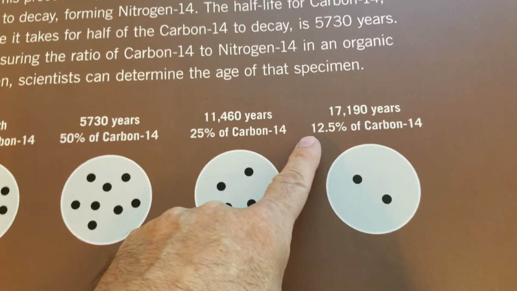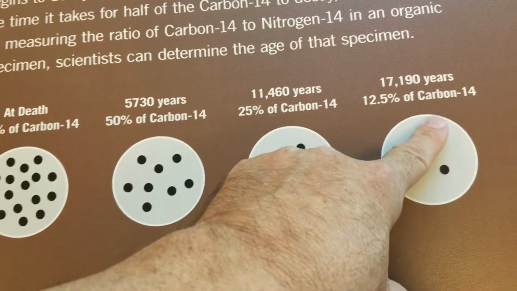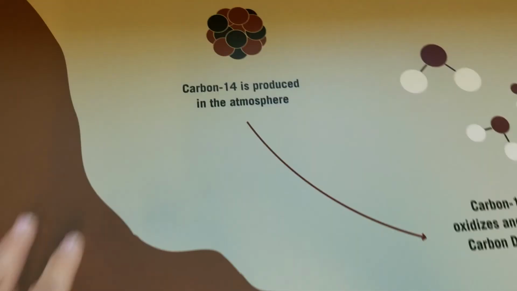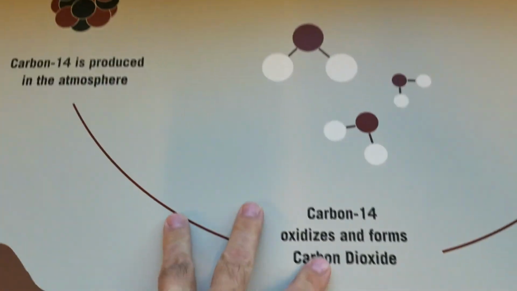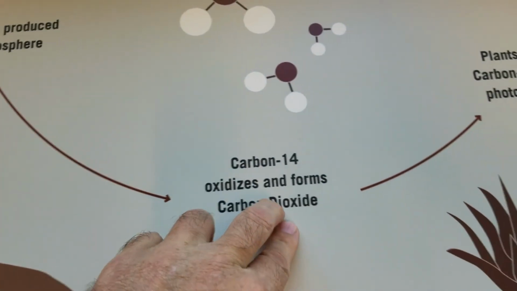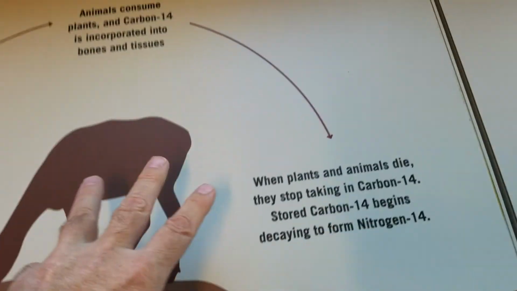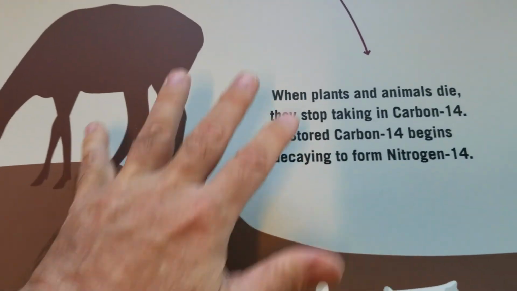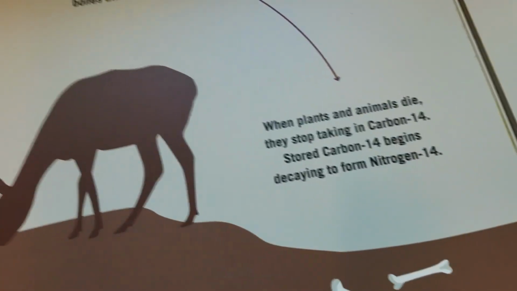After 17,190 years, there's only 12.5% of the carbon-14. So an organism is eating stuff, and it dies, and when it dies, it's basically frozen the carbon-14 in its body, so it starts decaying into nitrogen-14.